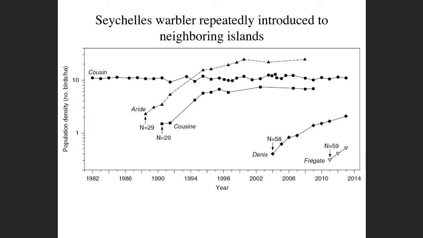That provided an interesting natural experiment, because on the parent population on Cousin, all the territories were already full, and then some territories had helpers and other territories didn't. When the birds were introduced to all these other islands, Aride, Cousin, Denis and Frigate, they'd obviously start at very low density, and then over time, densities would build up.